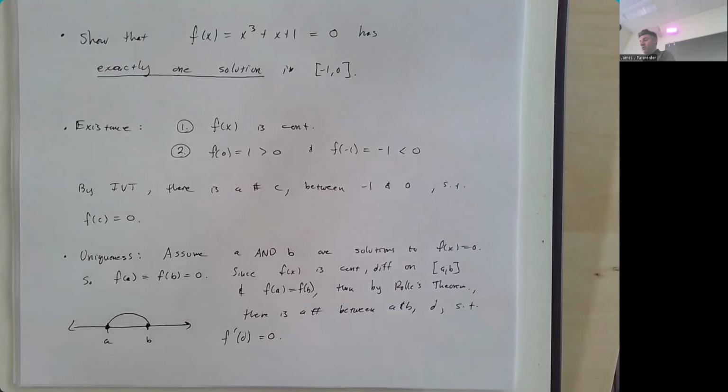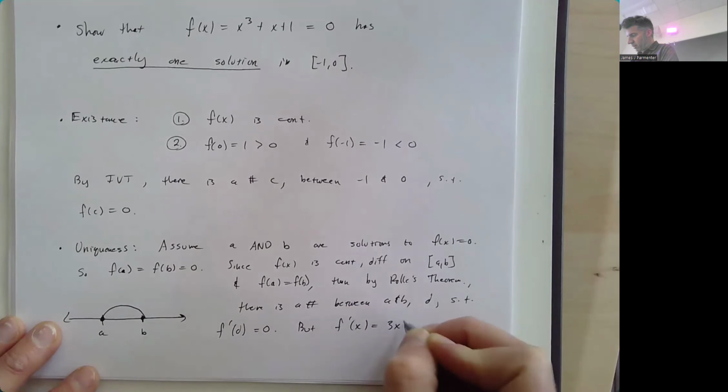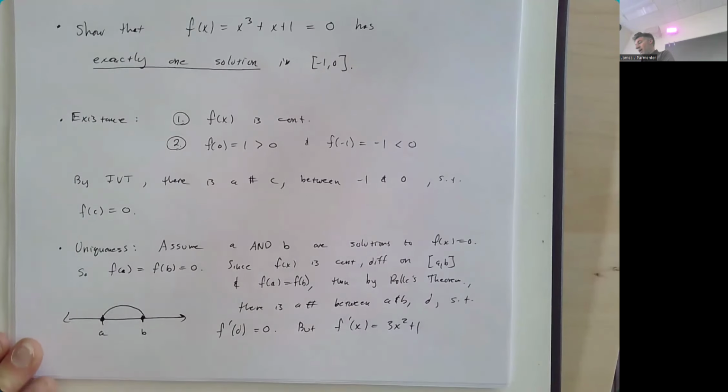And here's where we're going to run into a problem. We take the derivative of our function. F prime of x is equal to 3x squared plus 1. And that function is never equal to 0 for any real value of x. So this is not equal to 0 for all values of x.